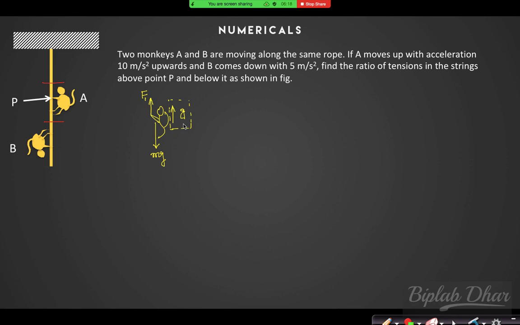Just write down the equation of the free body diagram and tell me what the force is. 2mg. Yes, it is 2mg. I can write down this equation easily. That is F1 minus mg is equal to mass into acceleration, which is also mg. So I can say F1 is equal to 2mg.